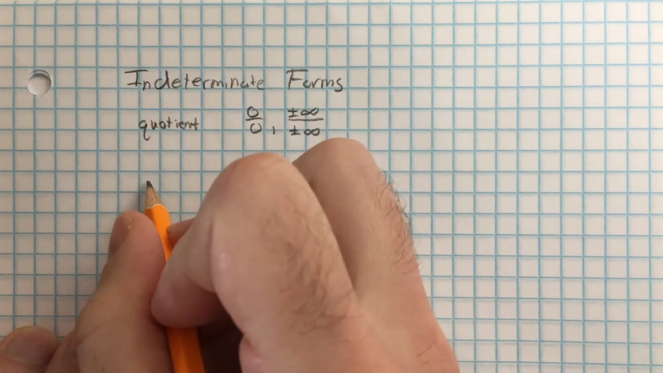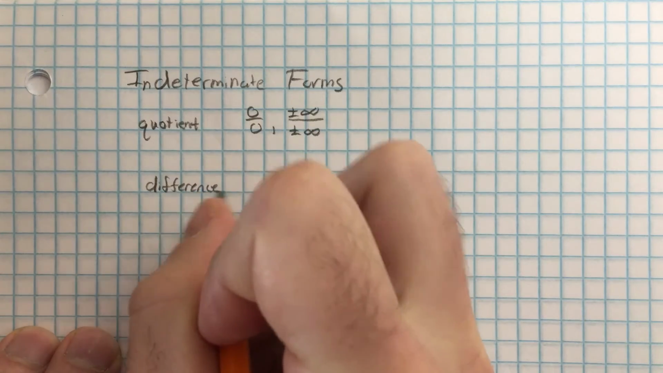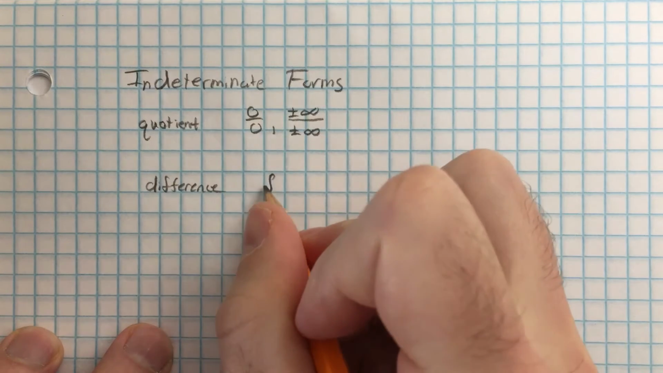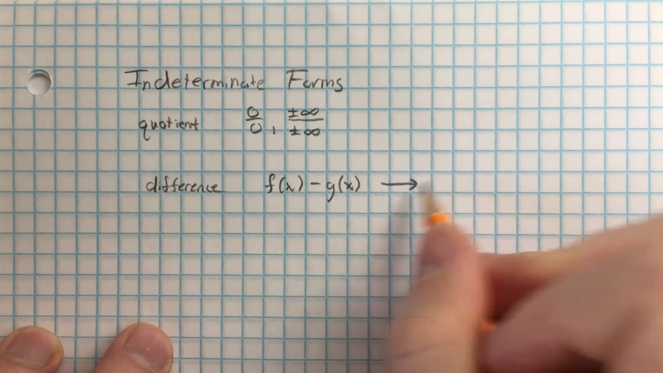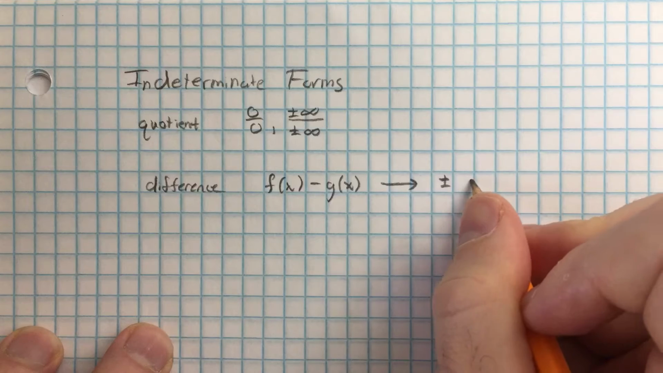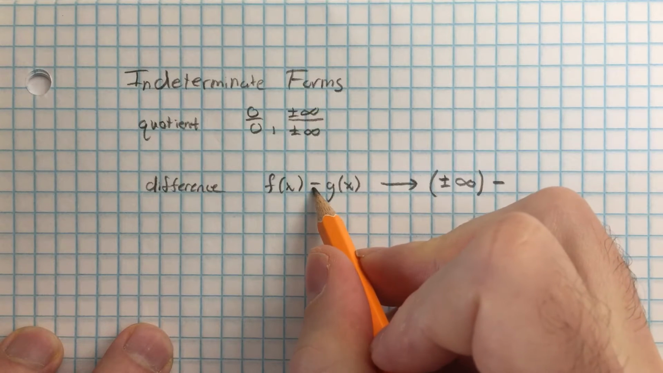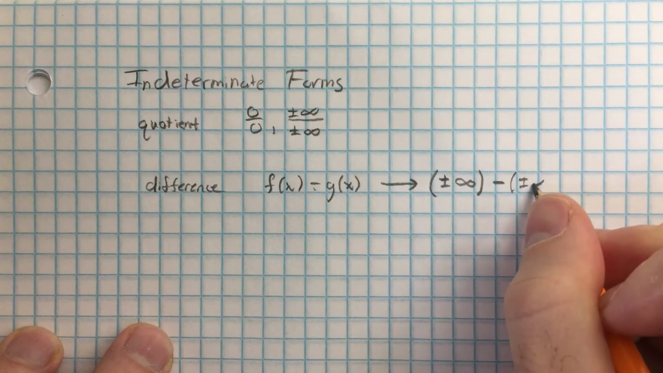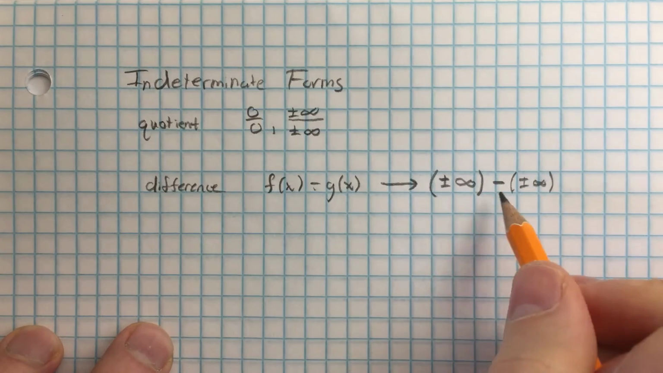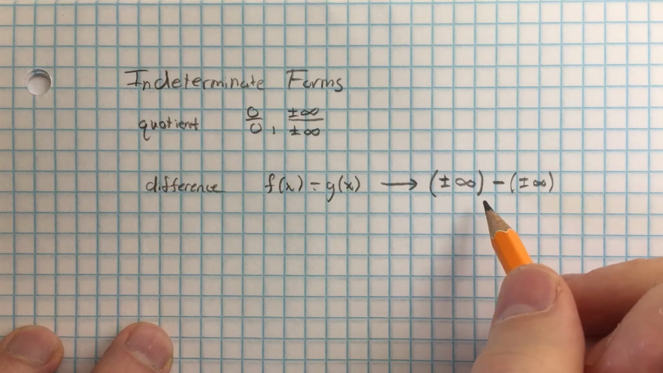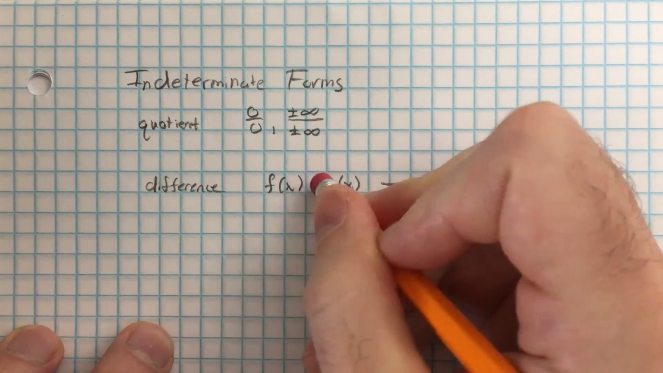So the other types would be an indeterminate difference, and that would be if you had two functions subtracted one from the other, and that was approaching some type of infinity, and then you're subtracting another type of infinity. So if both f and g are heading towards the same type of infinity, then subtracting them off does not reveal what the answer should be immediately. In other words, a person might think the answer should just be 0, but such is not the case necessarily.